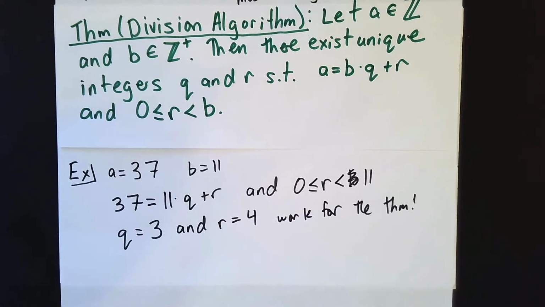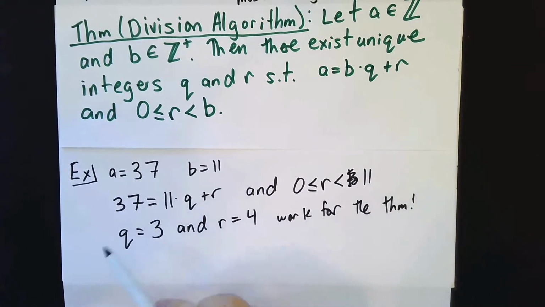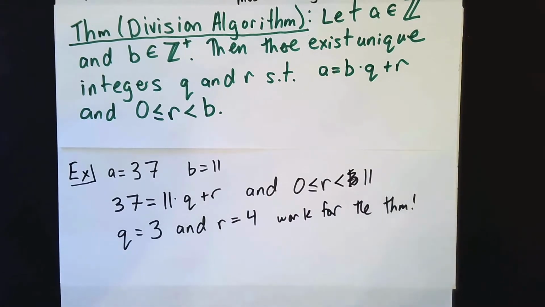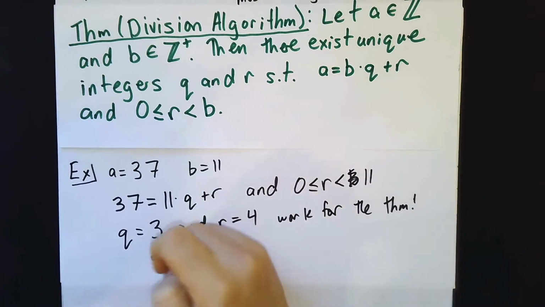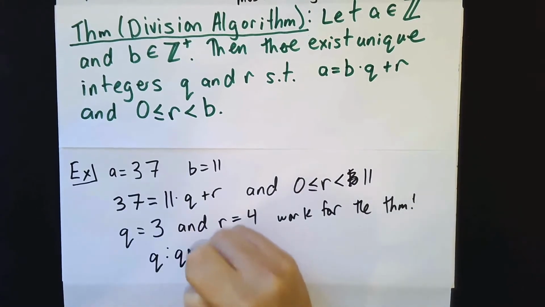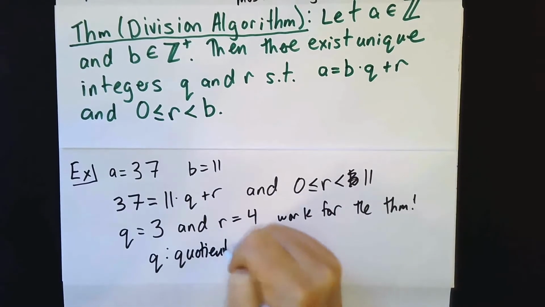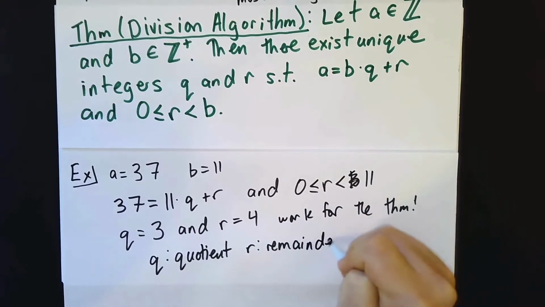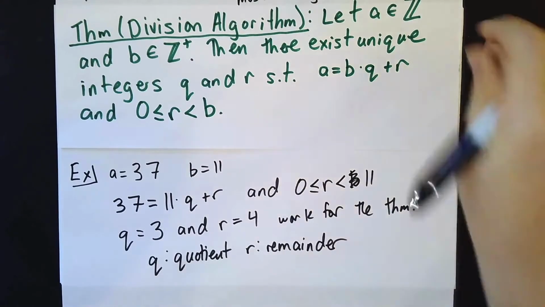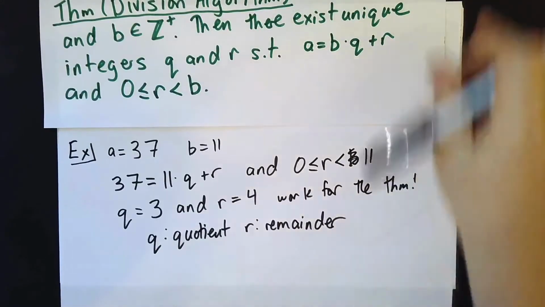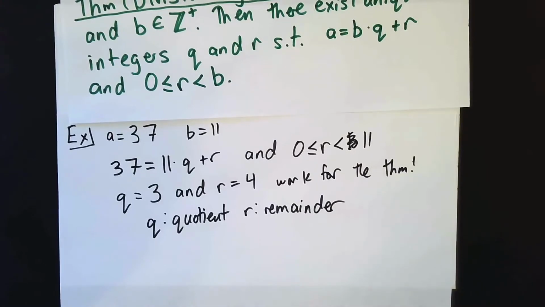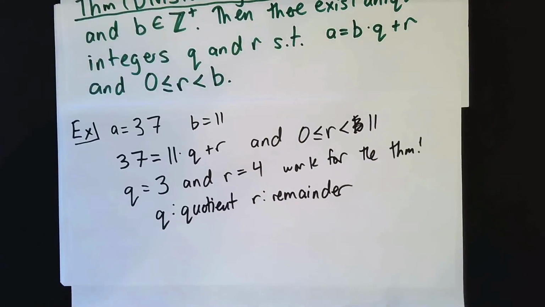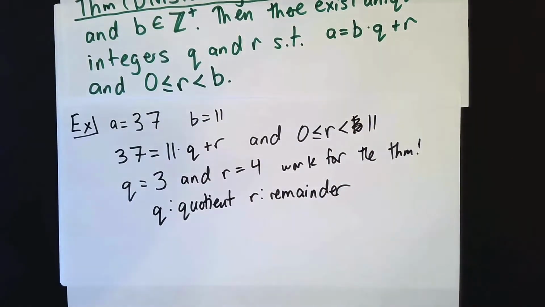Now, already you might be figuring out why the letters q and r were chosen here. They were not at all random. Really what happened here is that q is short for the word quotient, and r is short for the word remainder. And so what this is really saying here is, in the elementary school sense, if you divide 37 by 11, you get 3 with a remainder of 4.